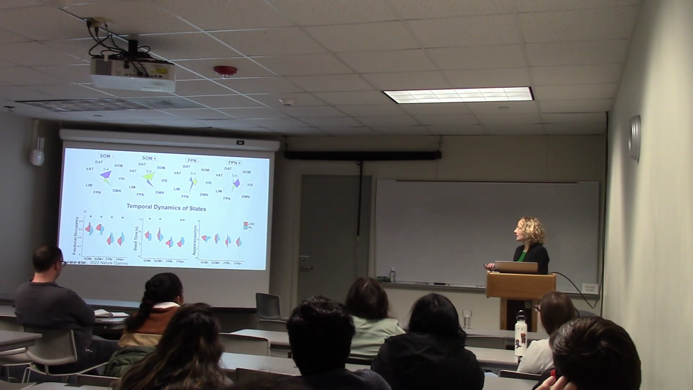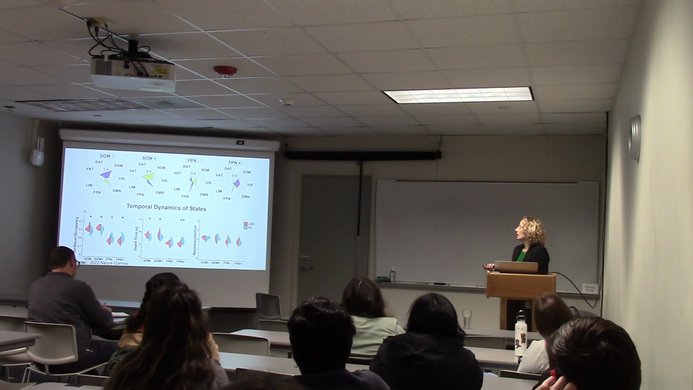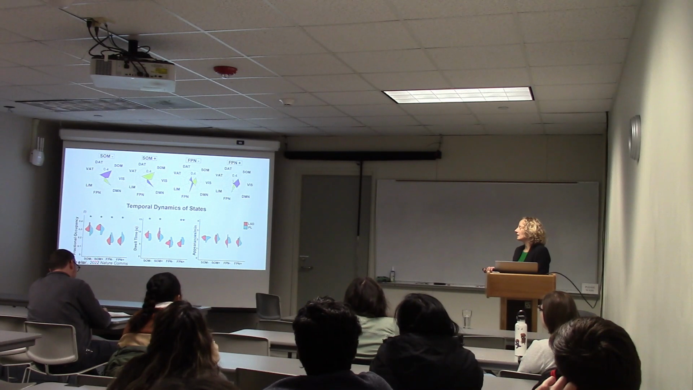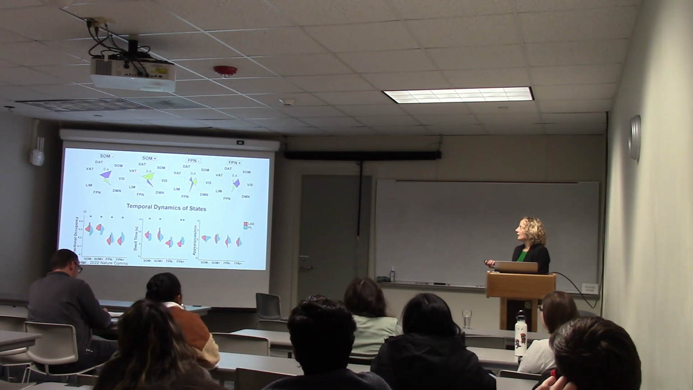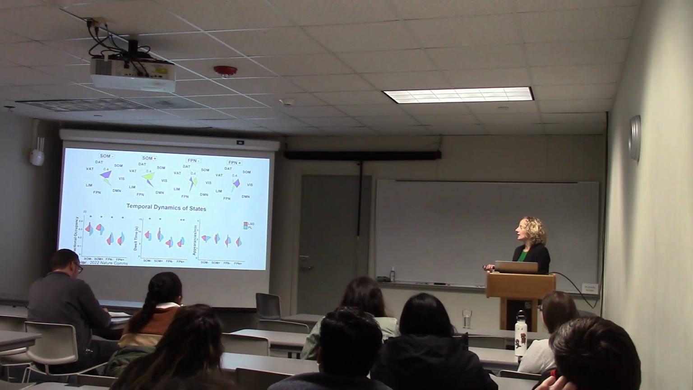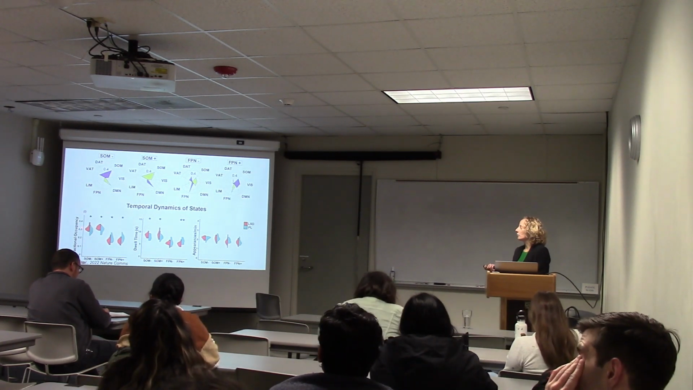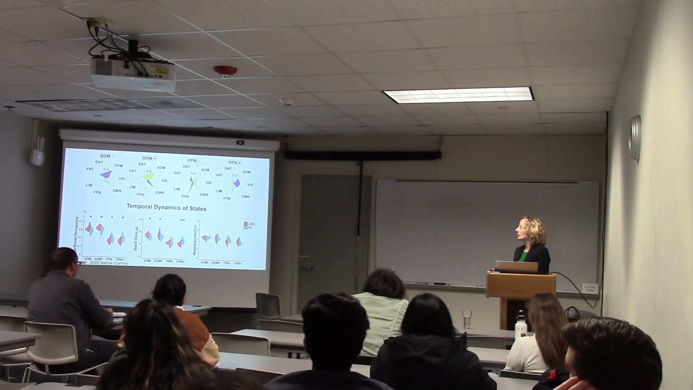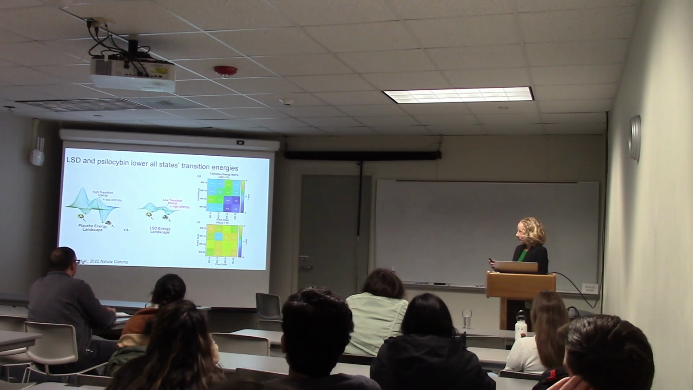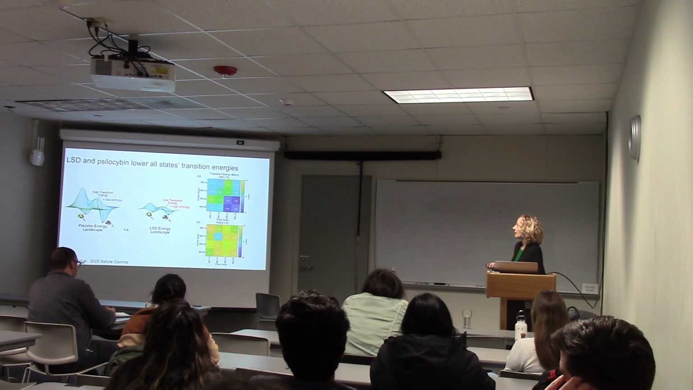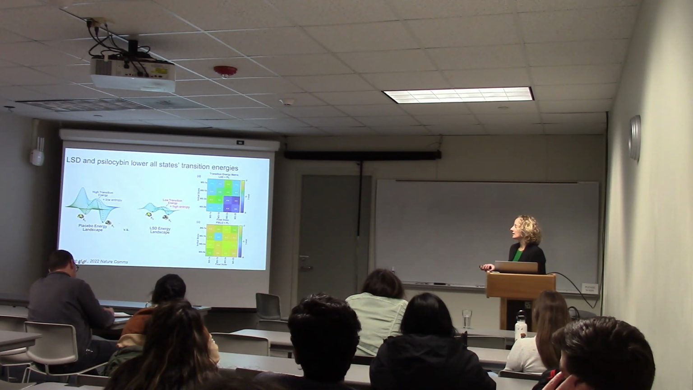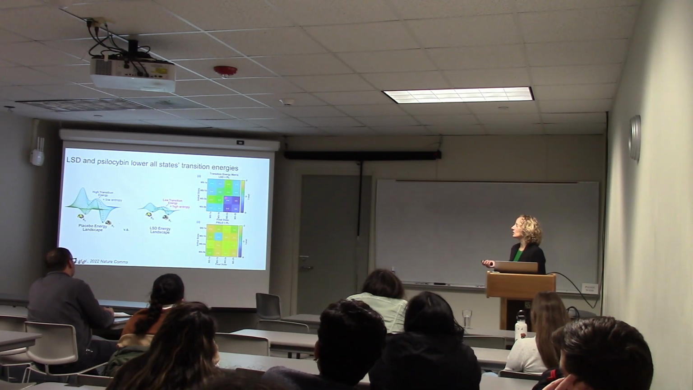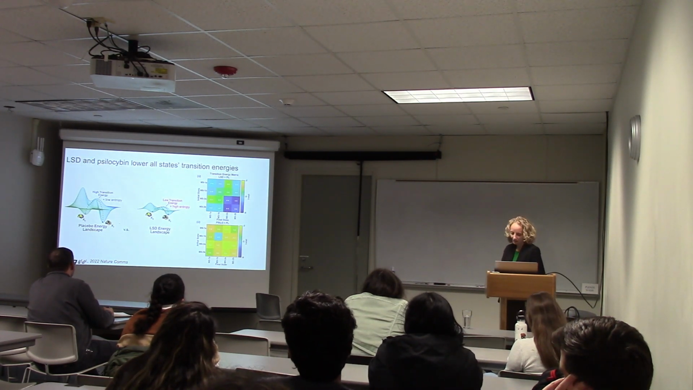So the first thing we noticed was the fractional occupancy under LSD and psilocybin. They spent more time in this somatomotor state than the frontal parietal state, which is more of a top-down state. So they had more occupancy of these lower order states and less occupancy of these higher order states. And then to test our main hypothesis, we see that LSD and psilocybin both lower all state transition energies. So across the board, all pairs of state transitions have lower energy in LSD and in psilocybin.